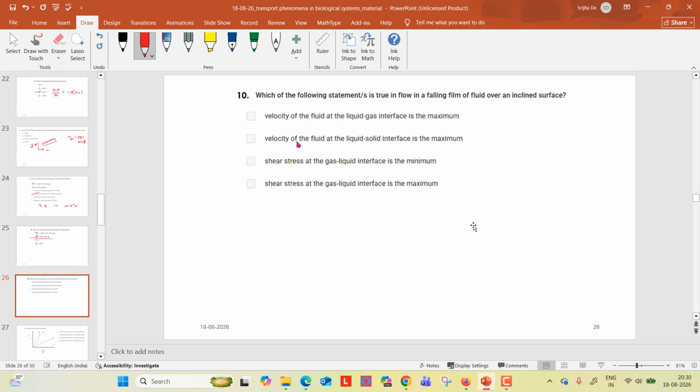Next, which of the following statements is true in flow in a falling film of fluid over an inclined surface? Velocity of the fluid at the liquid-gas interface is the maximum. Velocity of the fluid at the liquid-solid interface is the maximum. Shear stress at the gas-liquid interface is minimum. Shear stress at the gas-liquid interface is the maximum.